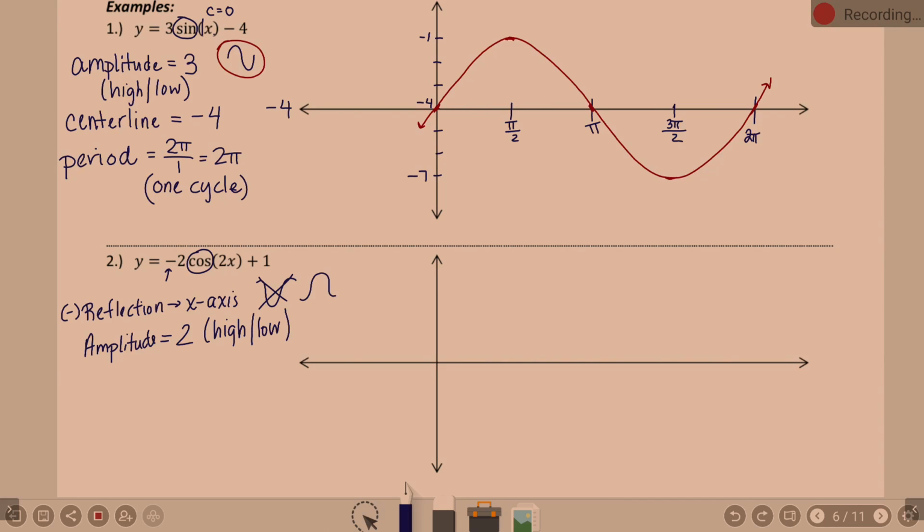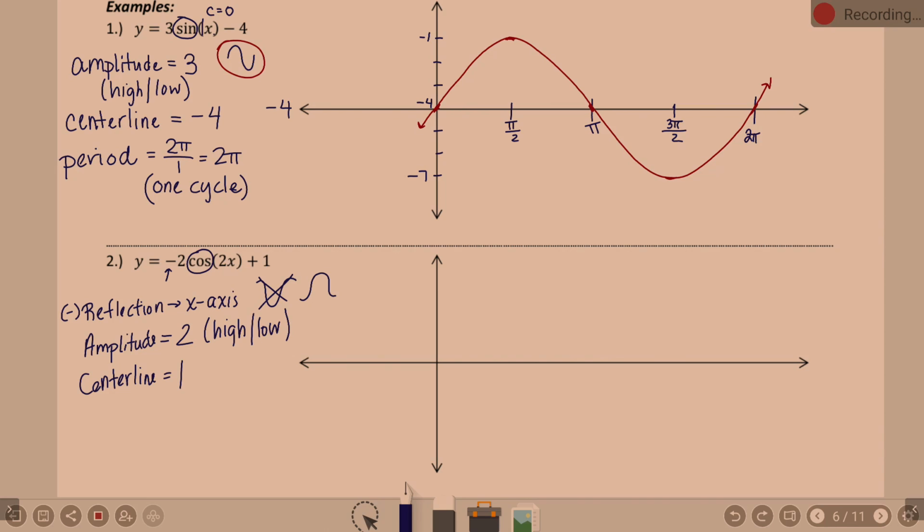What about a center line? There's a center line of 1 because there is a plus 1 outside of the parentheses. Okay.